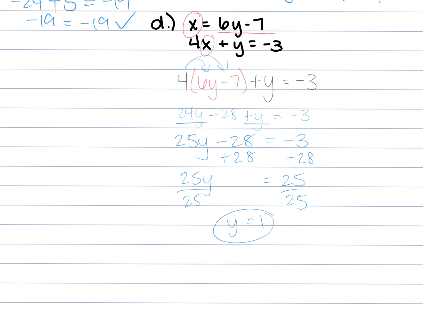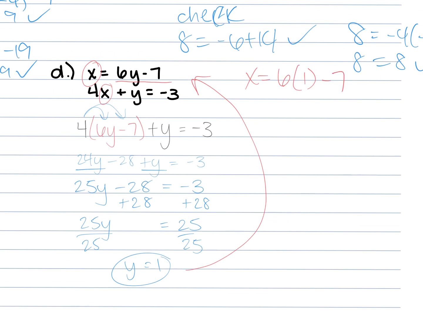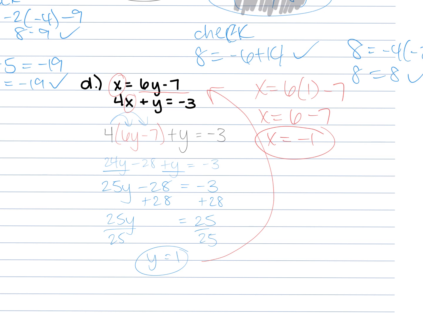Kyra, what do we do? So now you plug it in. To which one? The first one? Okay. Does it matter which one? No. Good. So x equals what? X equals 6 times 1 minus 7. Beautiful. So 6 times 1 is 6, 6 minus 7 equals -1. Good. Alfred, what's my answer? -1. Very good. And what should I do at the end, Alfred? Check it. Good.